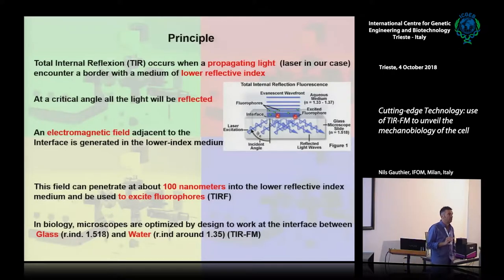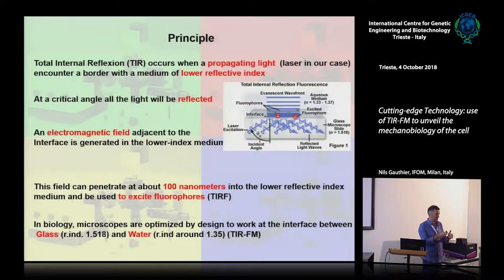What are the principles of TIR microscopy? This is one of the most simple and at the same time beautiful microscopes, because it is the optimal system to have light sectioning. You have propagating light, and you have an interface between two media in your system: generally water, or a water-based medium, and the glass. Each of these media has a refractive index: 1.5 for the glass and around 1.3 for the water.